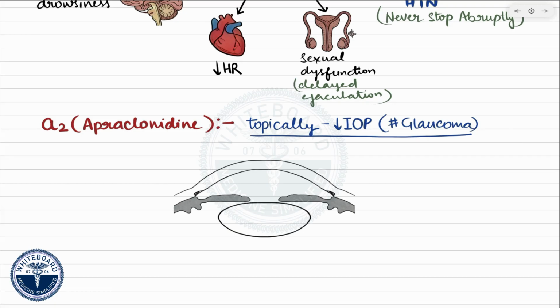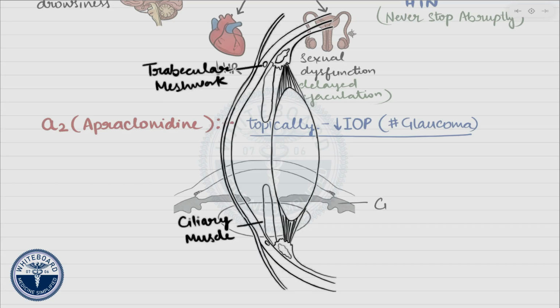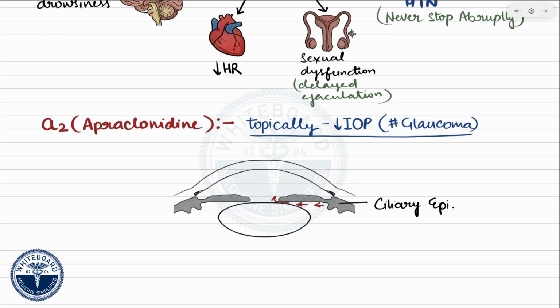As we discussed in the previous lecture, the ciliary epithelium continuously produces aqueous humor, which flows through the posterior chamber, passes into the anterior chamber, and finally drains through the trabecular meshwork and the canal of Schlemm. Normally, the rate of aqueous humor production is balanced by its drainage, maintaining a normal intraocular pressure.